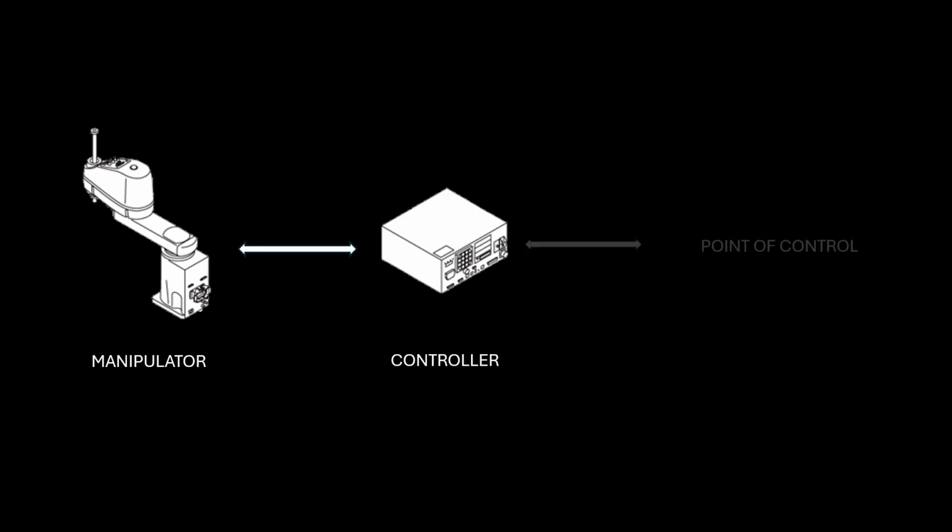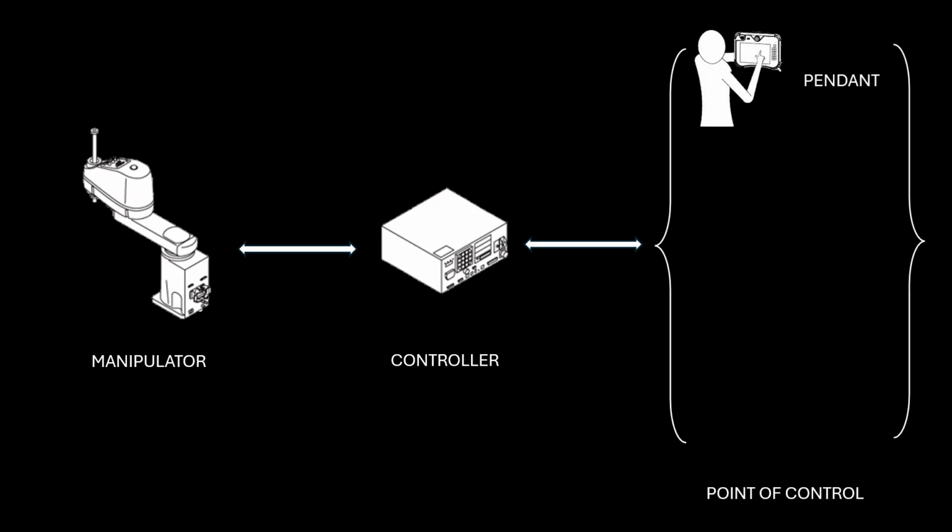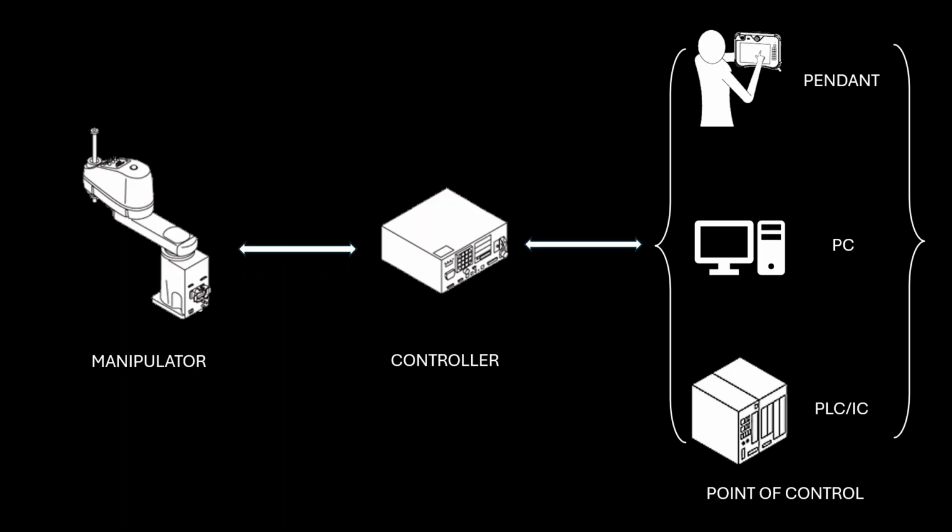And finally, a point of control. This is the control center of the overall work cell process, and it's where the user interacts with the system. Generally, there are three options for point of control: a teach pendant, a typical commercial PC, or industrial PLC, which is a programmable logic controller, or an industrial computer.